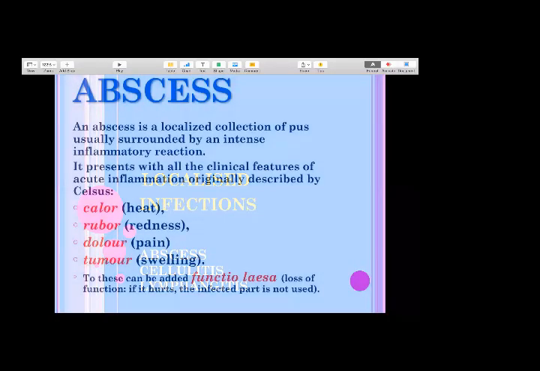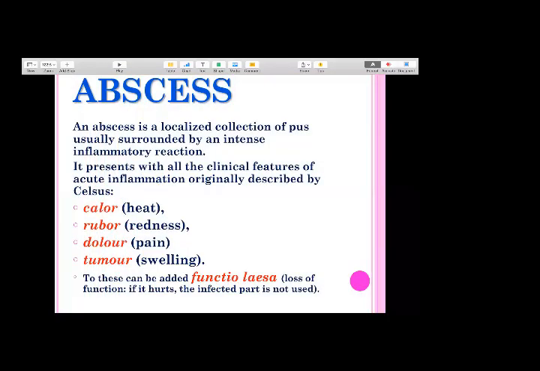Abscess, it's a localized collection of pus. It's usually surrounded by an intense inflammatory reaction, forming a ring, a wall around the abscess. It cordons it off from the remaining tissue, and it's a dead collection of cells, the definition of pus. And it presents with all the clinical features of acute inflammatory response, originally described by Celsus.